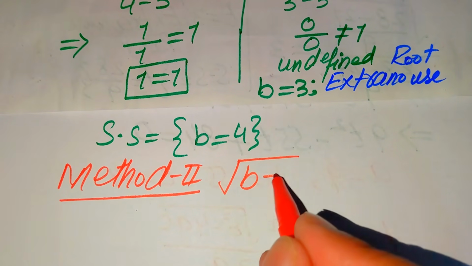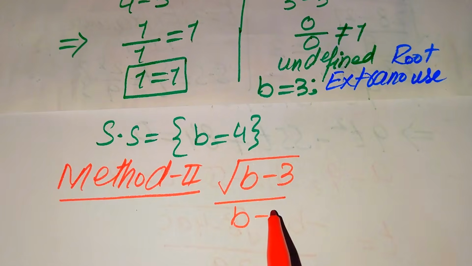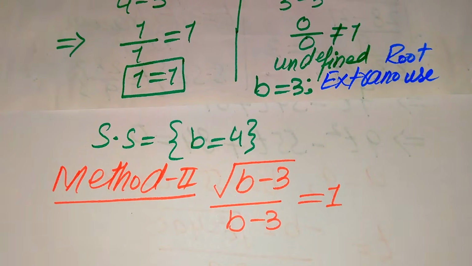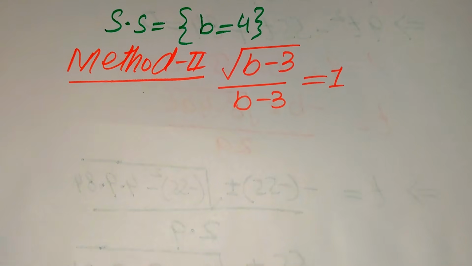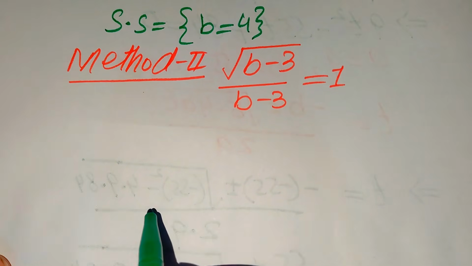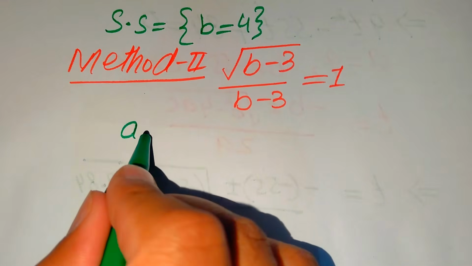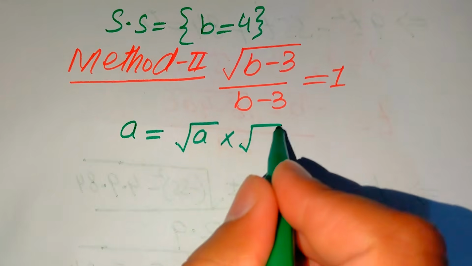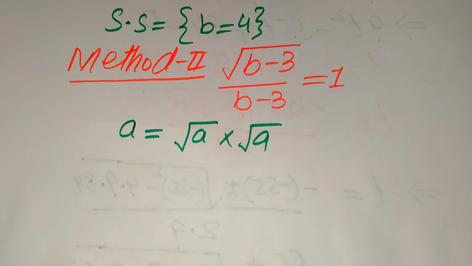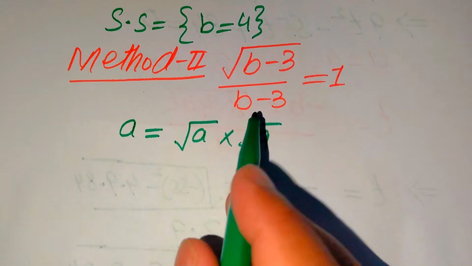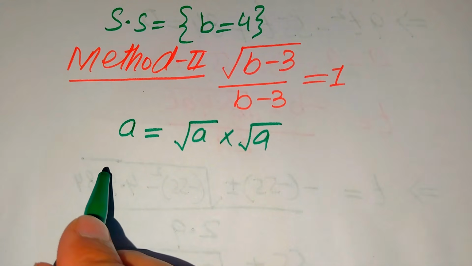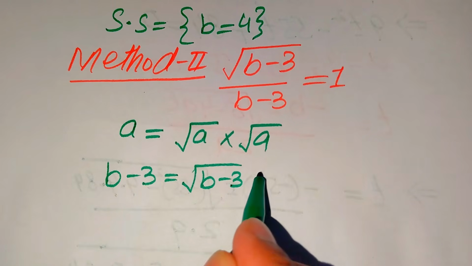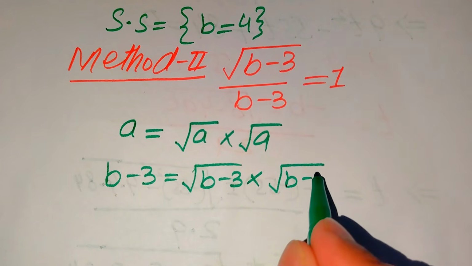For the second method, we need to copy down the given question statement. Here it is: square root of b minus 3 divided by b minus 3 equals 1. This is our given question statement. And here in the second method, we use a different technique to solve this problem. You know that if we have a number a, we can write this a as a product of two radicals: a equals square root of a multiplied by square root of a. In the same pattern, this is b minus 3, and we write this b minus 3 as square root of b minus 3 multiplied by square root of b minus 3.